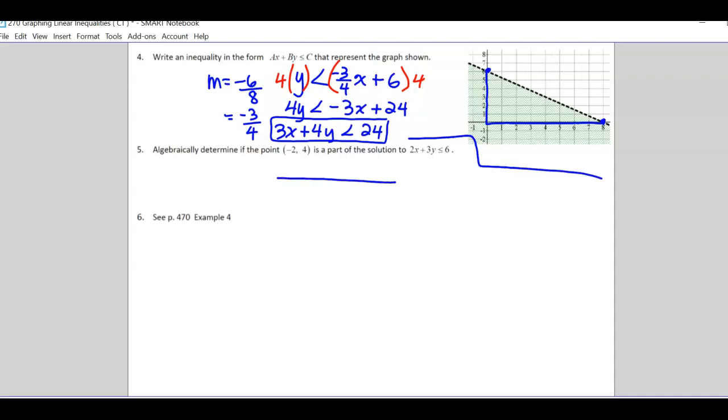So, left side and right side. Okay, so the left side is going to be 2 times -2 plus 3 times 4. Keep it separated. So, -4 plus 12 is 8. So here is 8 less than or equal to 6? No way. Okay. So the left side is not less than or equal to 6.